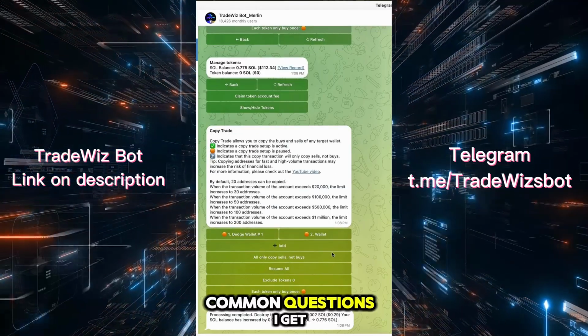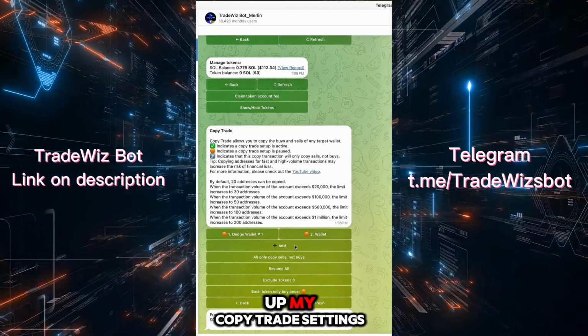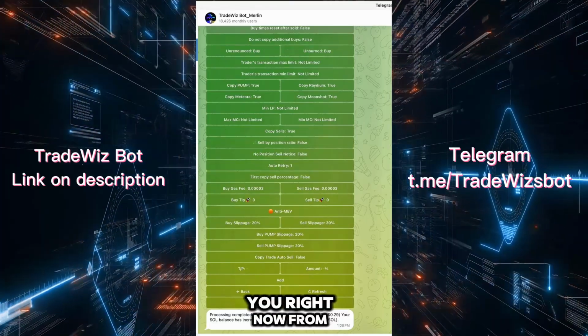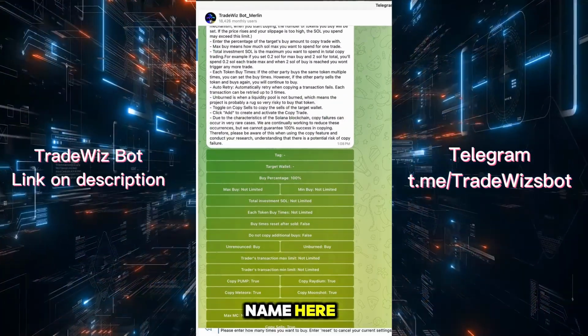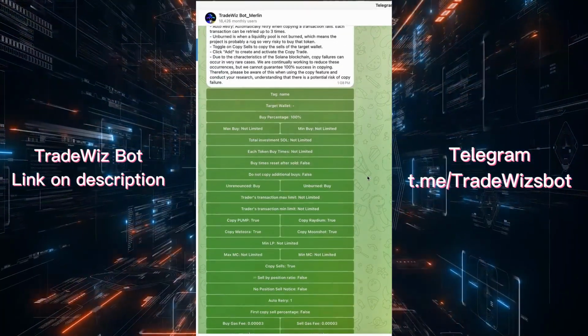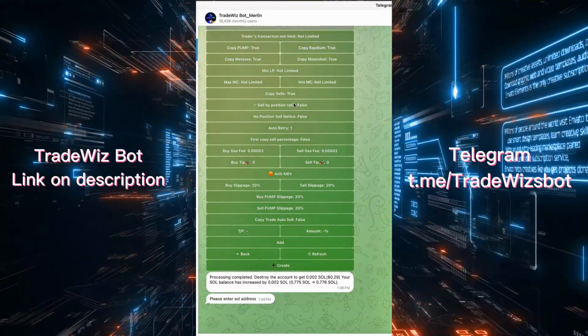One of the most common questions I get asked is how do I set up my copy trade settings on Tradewiz? So I'm going to show you right now from scratch. So you put the name here. So I'm going to put mine as name. You put in the wallet address here.